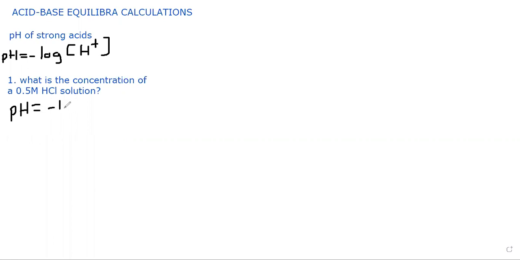So it would be negative log 0.5. So once it's a strong acid, you will just go straight to the formula.